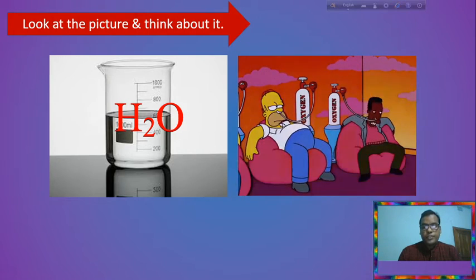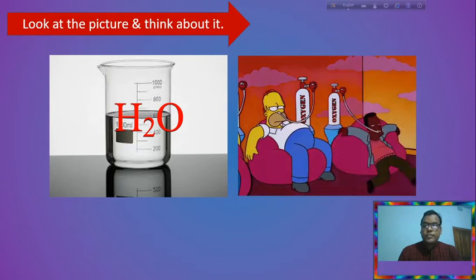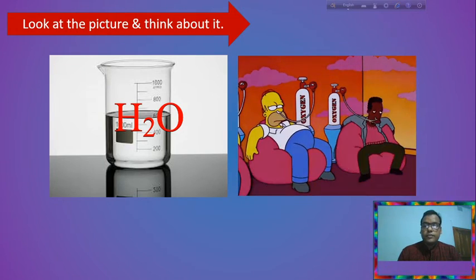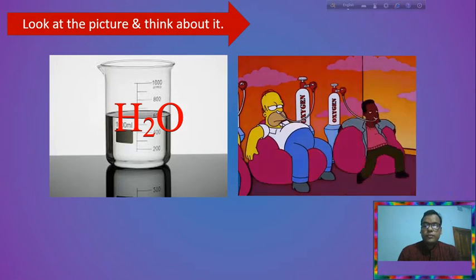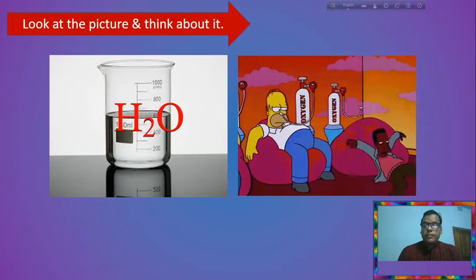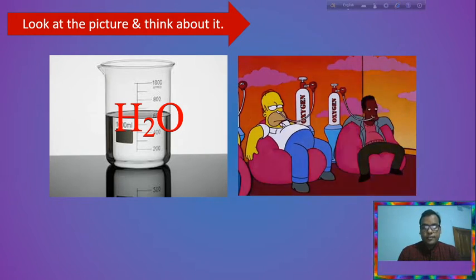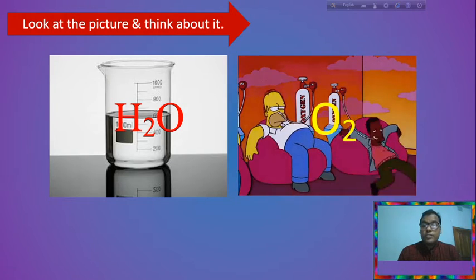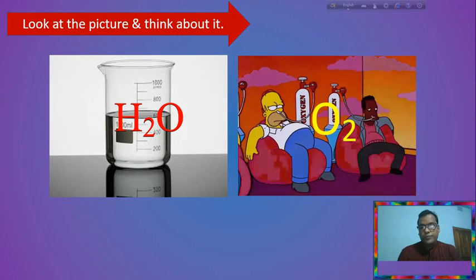Observe the next picture. What are you seeing there? Yes, the two men inhaling the oxygen from the oxygen cylinder. So the chemical formula of oxygen is O2.